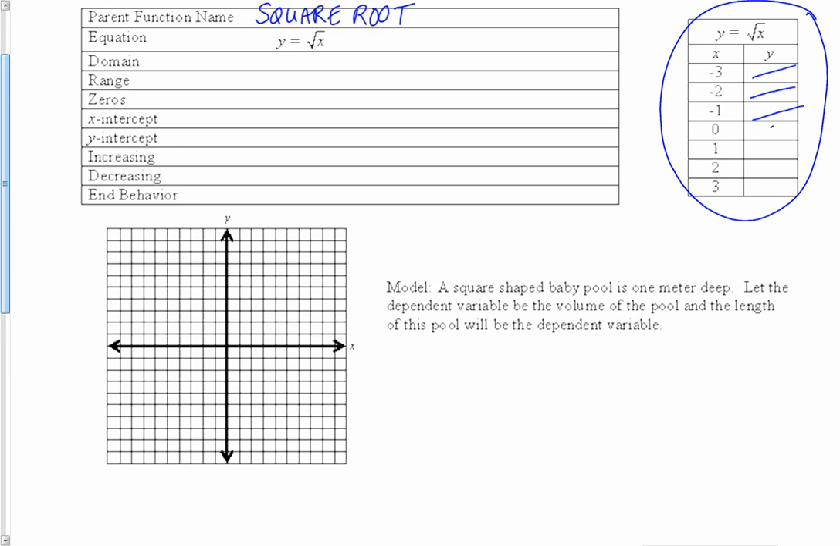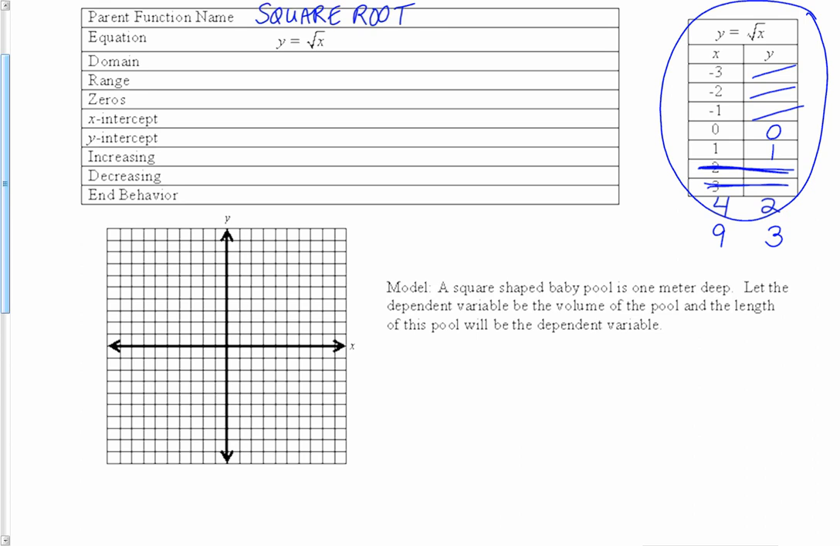Square root of 0 is 0. Square root of 1 is 1. Square root of 2 is yucky. It's 1 point something. I'm just not going to want to plot that point because it's not a nice grid mark. I don't really like the square root of 3 either because it's 1 point something. It exists, but I don't want to find it. What else could I take the square root of? I like the square root of 4. That's 2. I don't like the square root of 5 or 6 or 7 or 8. I like the square root of 9 because that's 3.